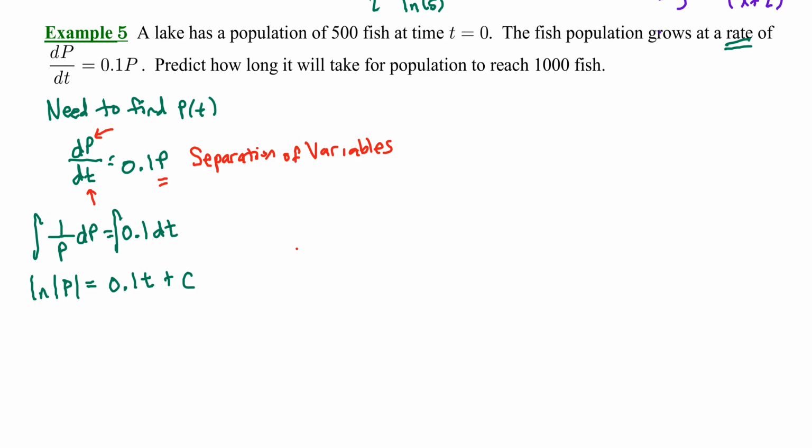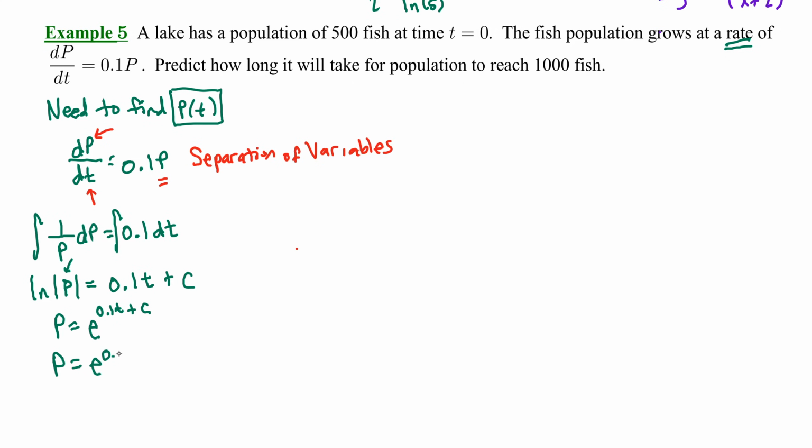Now remember, our goal is to find our population function. So I need to solve for p. We can go ahead and convert this into exponential form. So p is equal to e to the 0.1t plus c. Again, we just went from logarithmic form to exponential form. Now, once I do that, the absolute values around the p are no longer necessary because e raised to a power is always a positive number.